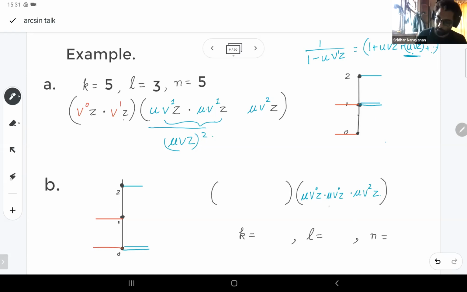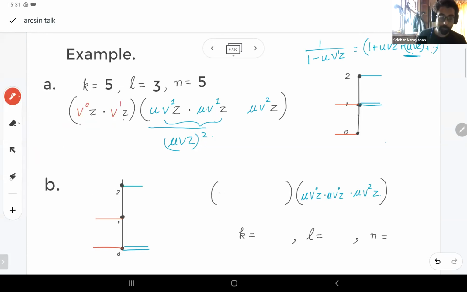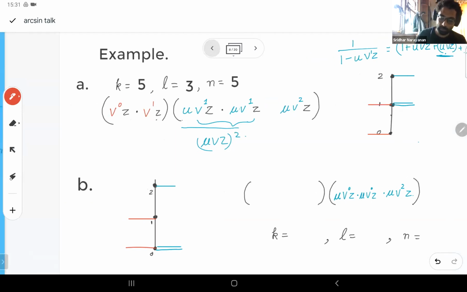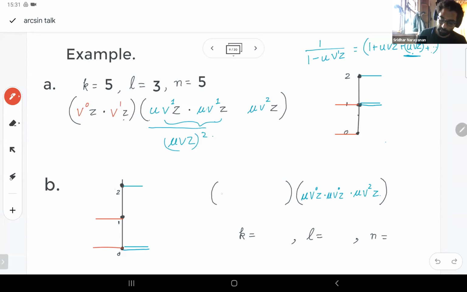So here we have two v zeros and one v squared. That's from the denominator. From the numerator, which I'll write in red, we don't have a u, because the u only accompanies terms that come from the denominator for the sign representation. So what we'll have is a v raised to 0 z and a v raised to 1 z, because there's a line on 1 and there's a line on 0. The red lines will all occur on different levels. They can't occur on the same level, but the blue lines can occur on the same level, and any number of blue lines can occur on any level. And then we can read off all of the information from just this figure.